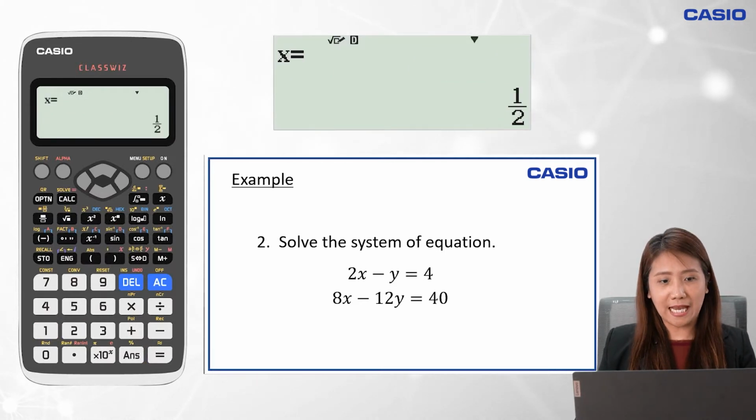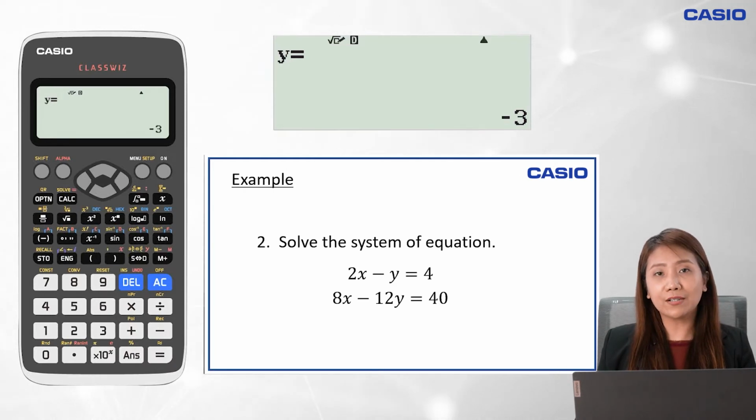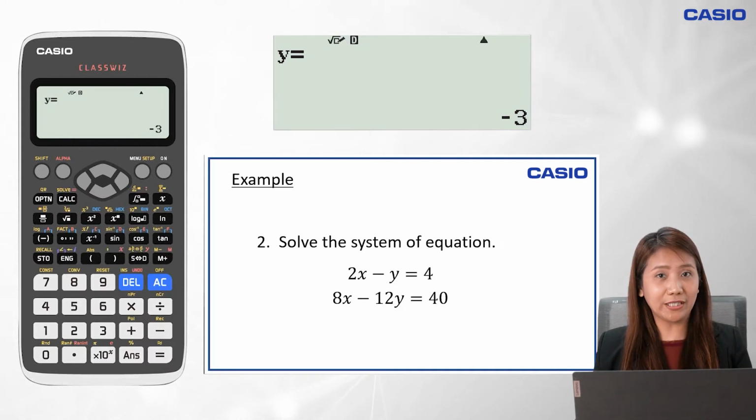Then press the equal sign, and the value of x will appear, which in this case is 1/2. Press the equal sign for the second time, and the value of y will appear, which in this case is negative 3.